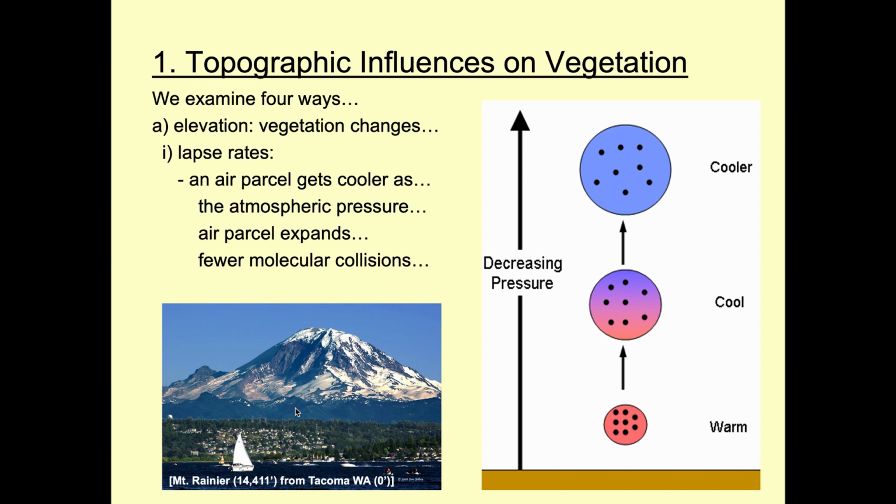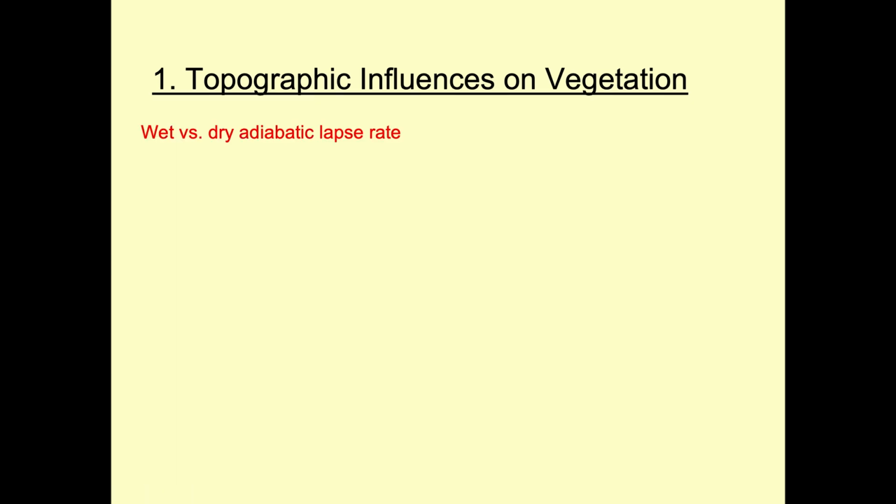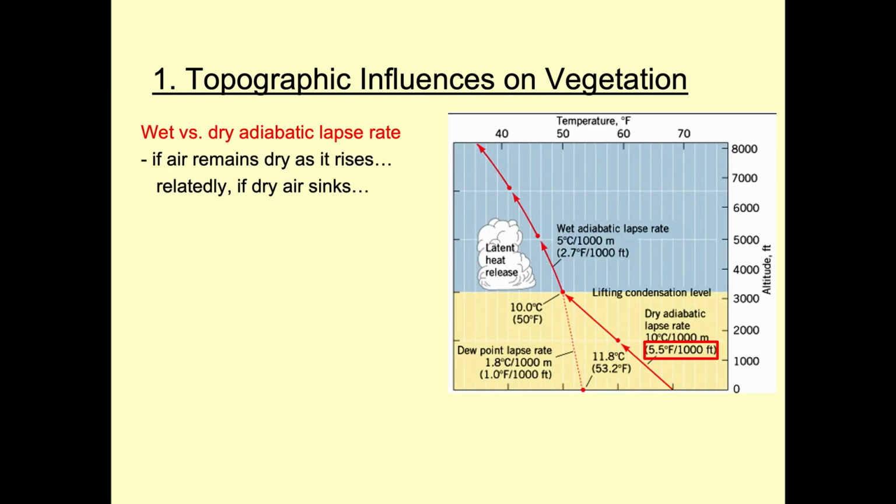So we need to better understand what a lapse rate is. We have to know the difference between wet versus dry adiabatic lapse rate. So this term, adiabatic lapse rate, is the focus on this slide. If the parcel of air rises and remains dry, it will cool at what is known as the dry adiabatic lapse rate. This dry adiabatic lapse rate is equal to 5.5 degrees Fahrenheit per 1,000 feet.